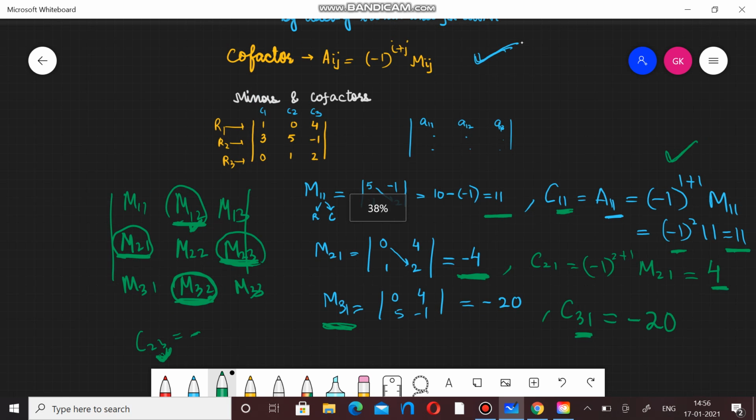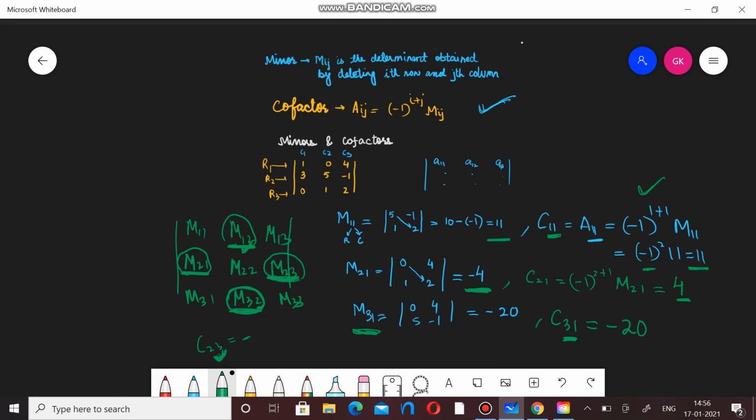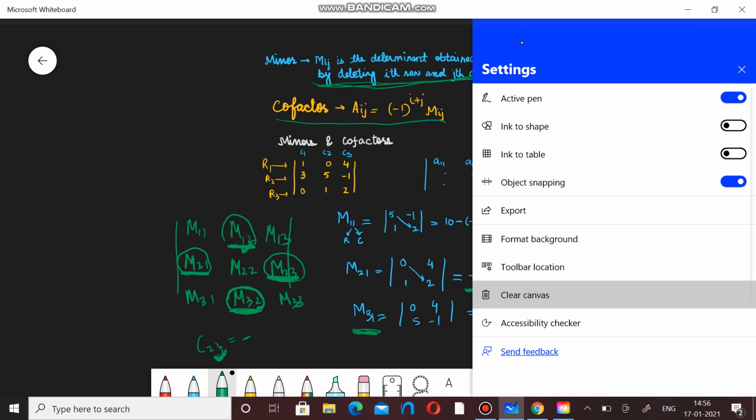So I hope you have understood the definition also, that minor is the determinant obtained by hiding the ith row and jth column, and cofactor is minus 1 raised to the power i plus j into Mij. Now if you have done this, let me clear the canvas.